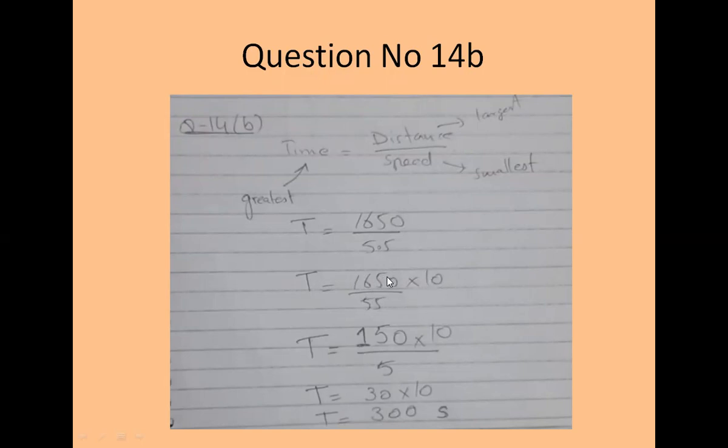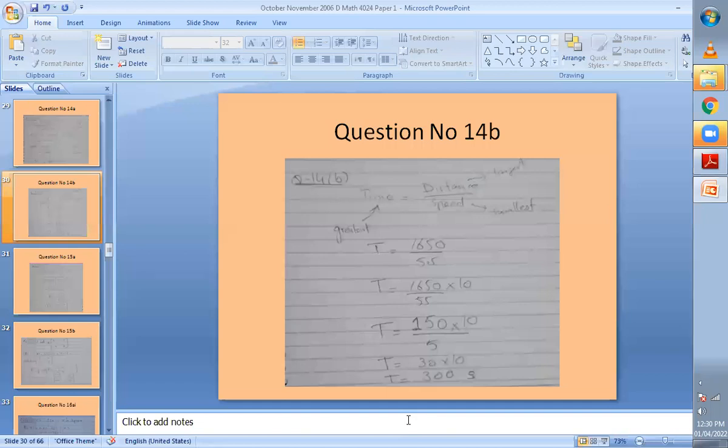So I cut 55 and 1650 with 11. You have 5, since 11 fives are 55, and 0 into 10. So 5 and 150 divided by 5 will be 30, and 30 multiplied by 10 will be 300. So the maximum time taken will be 300 seconds. The distance has been taken largest and the speed has been taken smallest. Okay, so that was question number 14, part B.